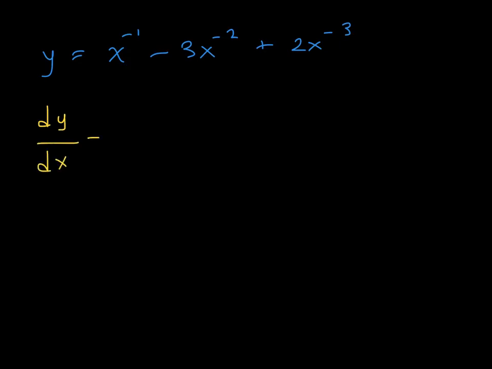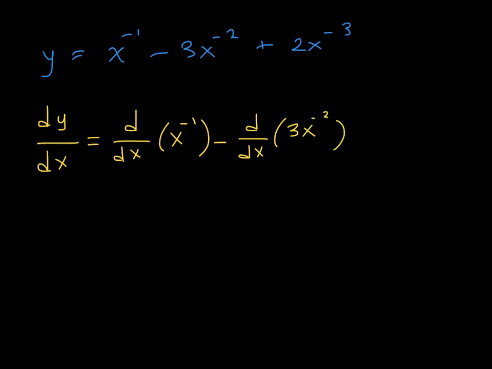So dy dx will just be the derivative of x to the negative first, minus the derivative d dx of 3x to the negative second, plus the derivative of 2x to the negative third power. And now I don't need the quotient rule at all. I'm using, it looks like, the power rule each time. Also the constant multiple rule here for these two as well.